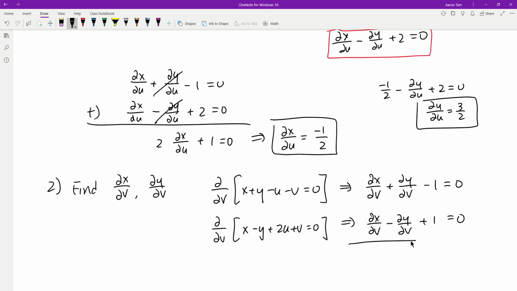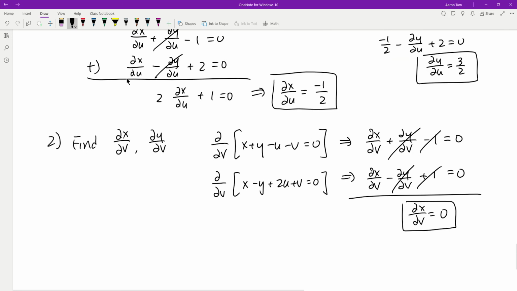If I add these two equations together, notice that dy over dv cancels out, so does the negative and positive 1. Therefore, that tells me that dx over dv must equal 0. And because of that, dy over dv should equal 1, because 0 plus 1 minus 1 equals 0.